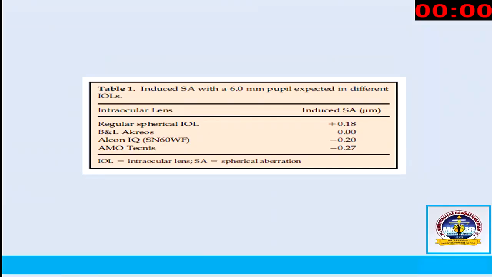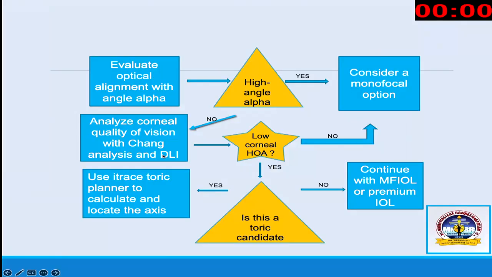These are the Gaussian norm lenses, aspheric neutral, which tolerate decentration, and regular IOLs have a positive spherical aberration, which is akin to the aging lens, and these are the lenses with the negative spherical aberration. And this is the algorithm given for that.